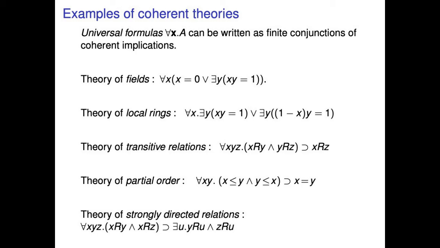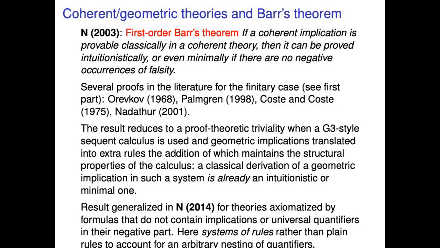And now, the first order Barr's theorem says that if a coherent implication is provable classically in a coherent theory, then it can be proved intuitionistically. And this holds if there are no negative occurrences of falsity, even minimally.